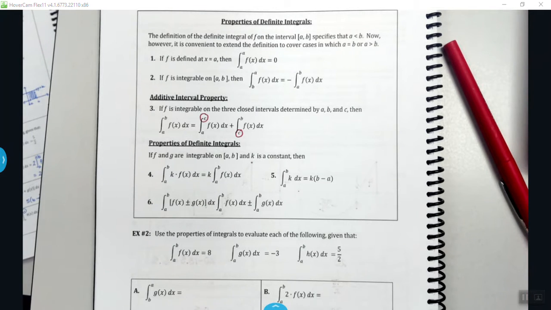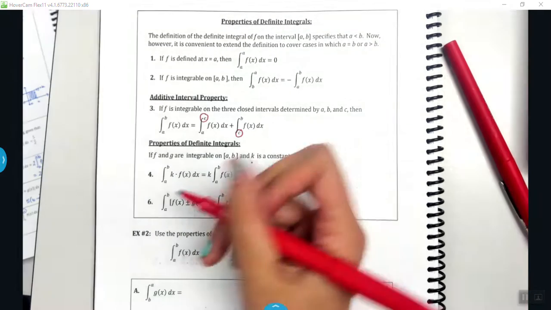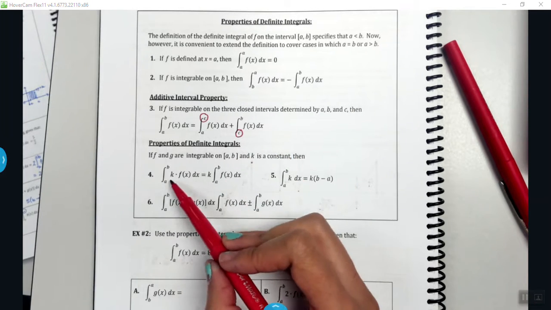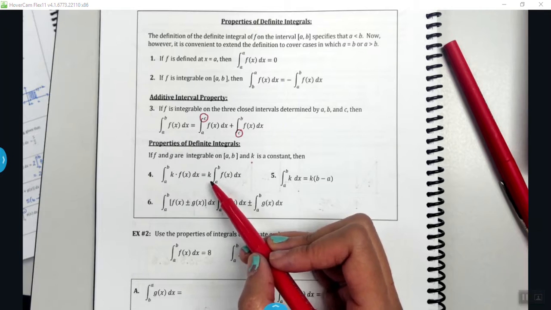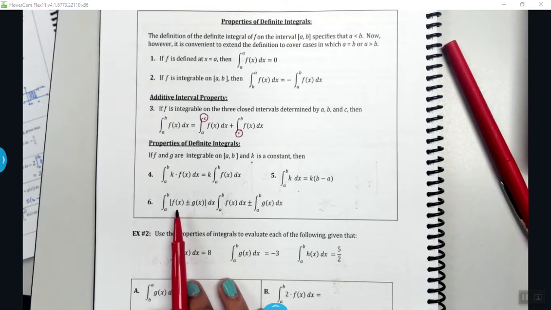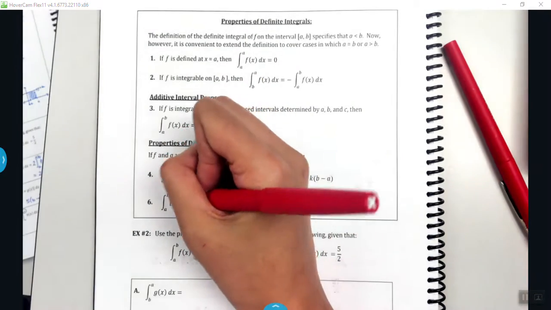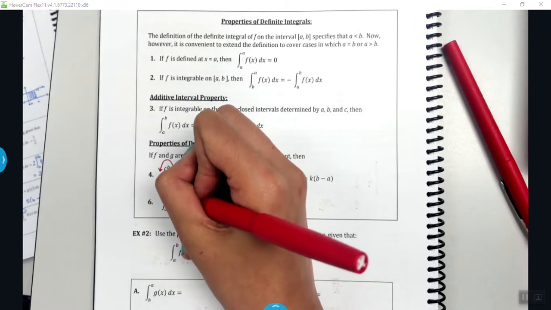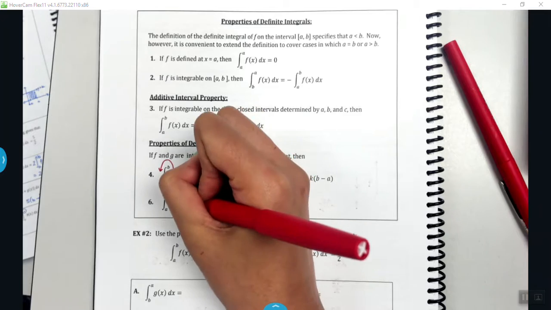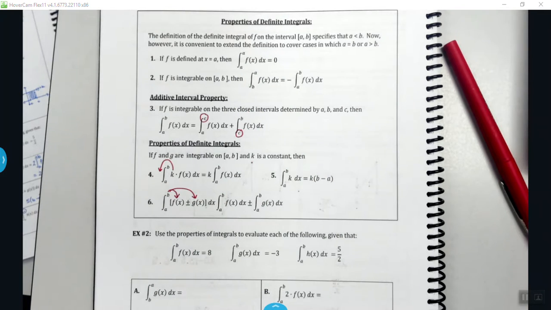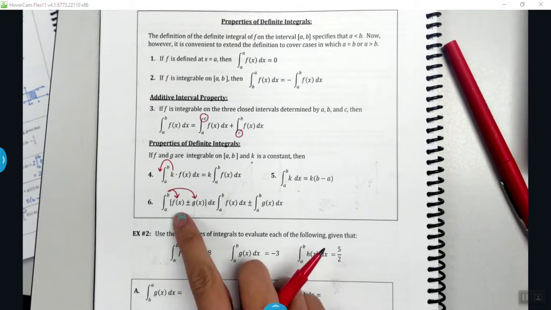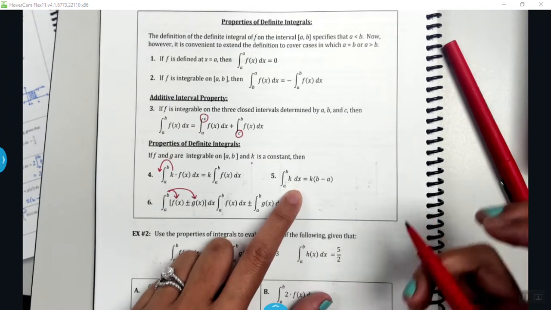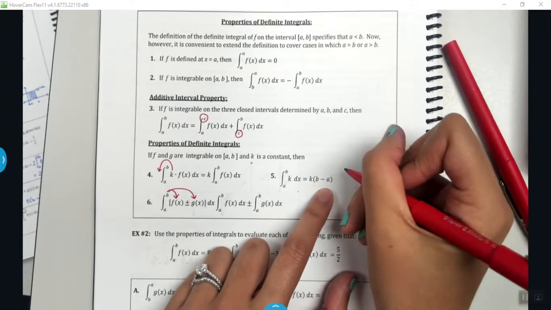If you have k a constant, you can bring the constant in front of your integral and integrate it and then multiply it by the constant. You can distribute the integral across addition and subtraction. So this k can come out here. You can distribute the integral across addition and subtraction, just like you can distribute a derivative across addition and subtraction. And then this one, if you're integrating just a number, it's k times b minus a.